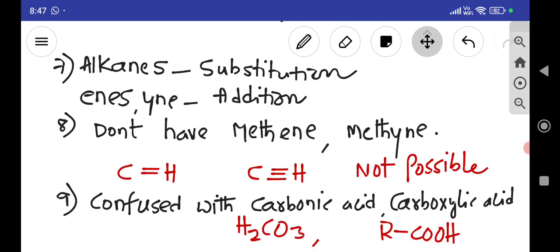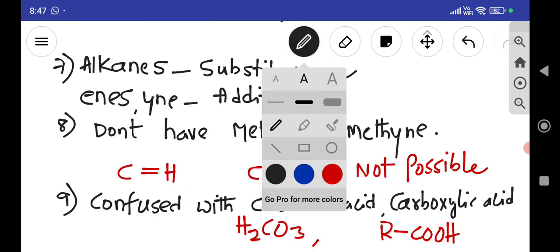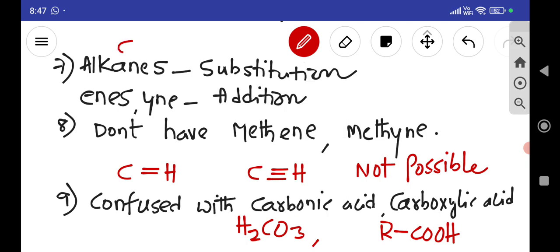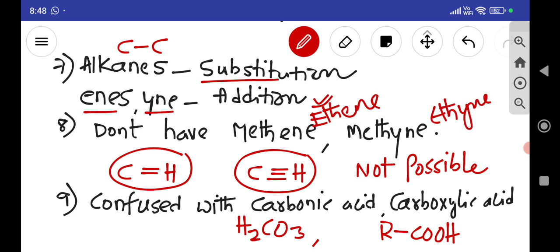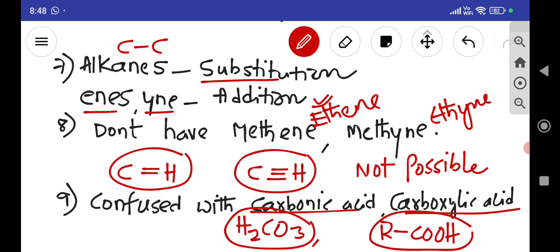Next, in the chemical properties, students get confused with the substitution as well as addition reactions. Always, saturated compounds will show substitution, but double bond and triple bond will show addition reactions. And also many people have made this mistake, they will be writing methene and methyne, which is never possible. So always it starts with 2 carbons, ethene and ethane. So this mistake should not be done. Then also confused with the carbonic acid and carboxylic acid. What is carbonic acid? H2CO3. Carboxylic acid is RCOOH.